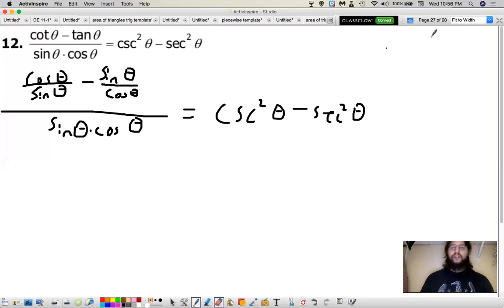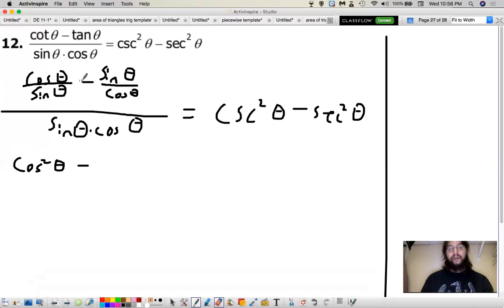If you need to do scratch work, do it over here. I don't need to do scratch work. I can see what's going to happen. I'm going to use the butterfly method. I know what's going to happen. Cosine times cosine, cosine squared. This symbol, and here's why the order matters. That's a minus sign. Sine times sine is sine squared. Oh, that's super easy. Wow, so easy. Over sine of theta times cosine of theta.